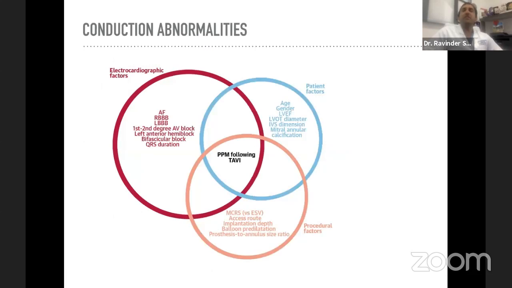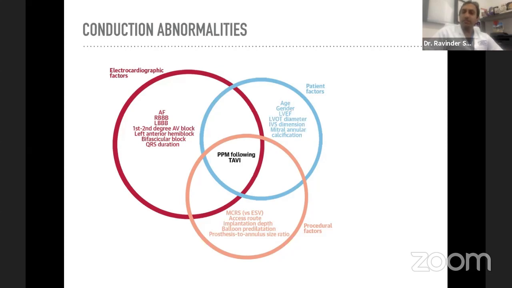The next thing which needs to be followed up in these patients is presence of conduction abnormality. What all can be seen? A late complete heart block. Very rare, but it can happen in a patient who has undergone TAVR, on follow-up. Number two is left bundle branch block, atrial fibrillation, right bundle branch block, bifascicular block.